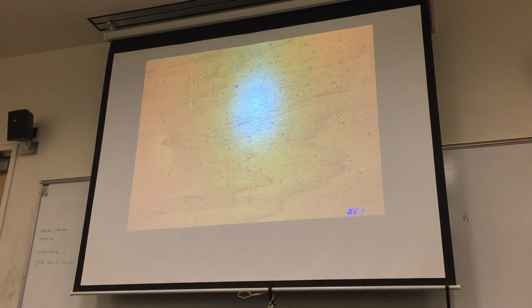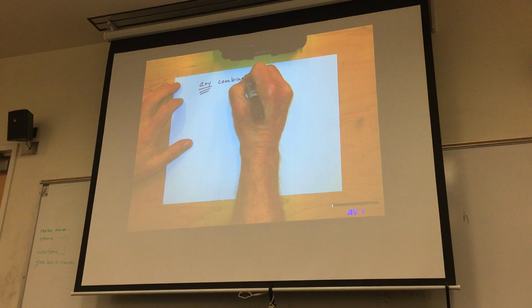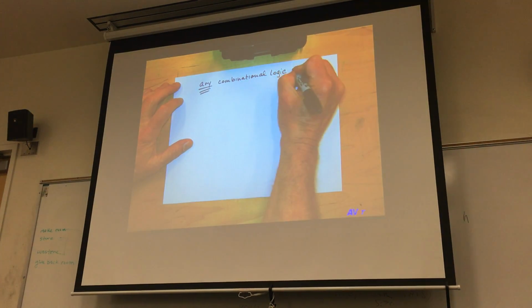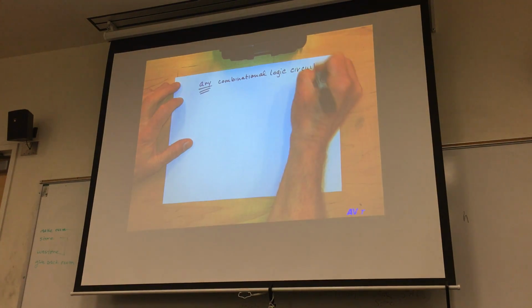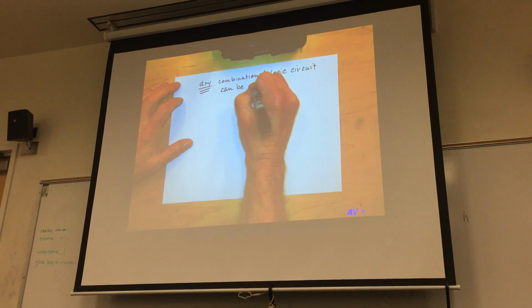And it turns out that any combinational logic circuit can be implemented this way.